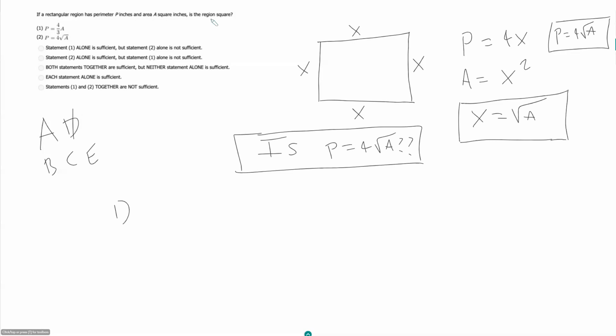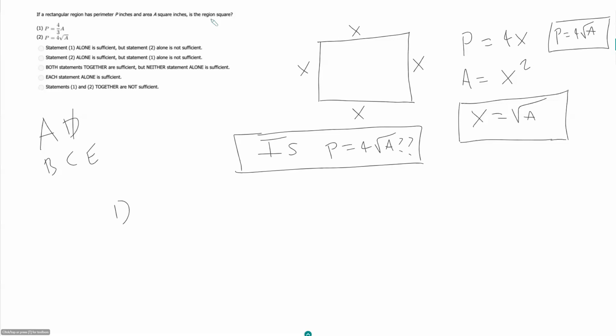Statement 1 says P is equal to 4/3 A. So one thing about here, this is not sufficient to say no, because there is going to be some example where 4/3 A is equal to 4 rad A. So when will that be?